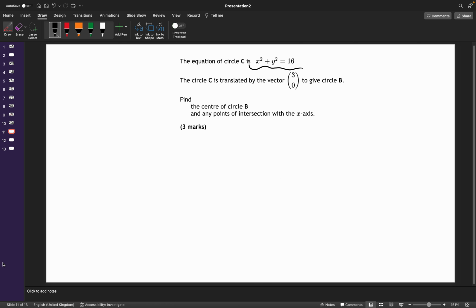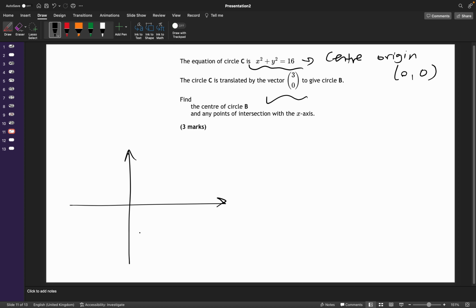Equation of circle: x squared plus y squared equals 16. You instantly know that this is going to be x minus 0 squared plus y minus 0. That's the general equation. This is for center. So you know that this circle has center origin. By origin, I mean 0, 0. Just rewrite that 0. Circle C is translated by the vector 3, 0, so this is vectors now, to give circle B. Find the center of circle B and any points of intersection with the x-axis. What is this question asking?